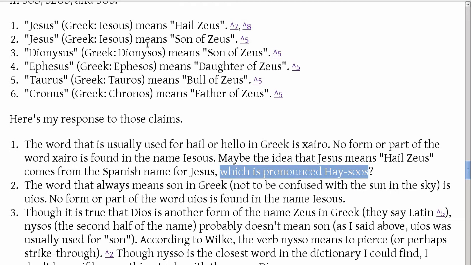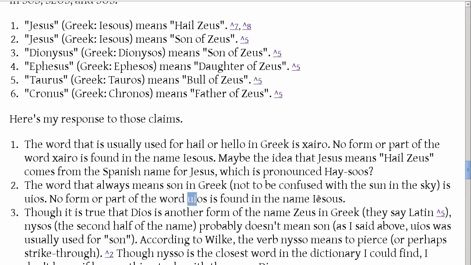Two, which is to this, Jesus means son of Zeus. The word that always means son in Greek, not to be confused with the sun in the sky, is huios. No form or part of the word huios is found in the name Jesus. Now, you might notice huios sounds sort of similar, hu, huios, to Iesous, but it's completely different. The hu sound comes from two letters, upsilon iota. The e sound in Jesus comes from one letter, iota only. Completely different. Also, you may notice that OS in this word is the word ending.